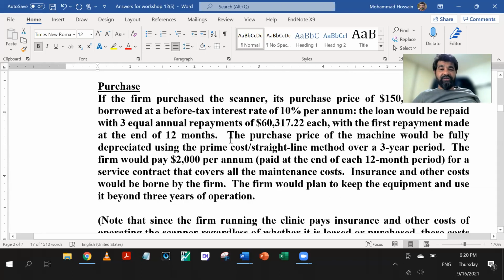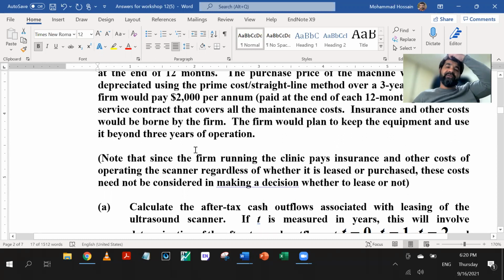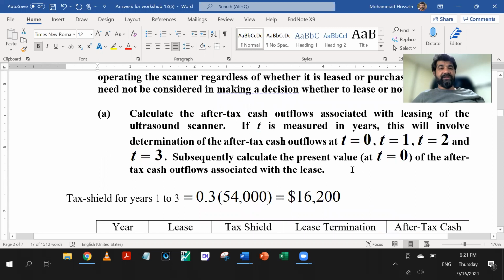The purchase price of the machine would be fully depreciated using the prime cost or straight-line method over the 3-year period. The firm would pay $2,000 per annum for a service contract that covers all maintenance costs; insurance and other costs would be borne by the firm. The firm plans to keep the equipment and use it beyond the 3 years of operation. Note that since the firm running the clinic pays insurance and other costs of operating any scanner regardless of whether it is leased or purchased, this cost need not be considered in making decisions. You don't worry about other insurance programs.